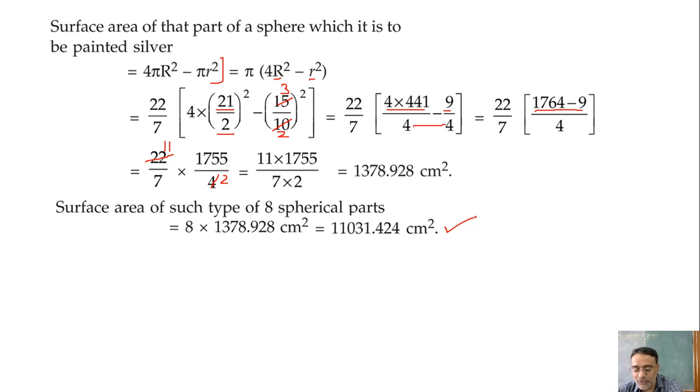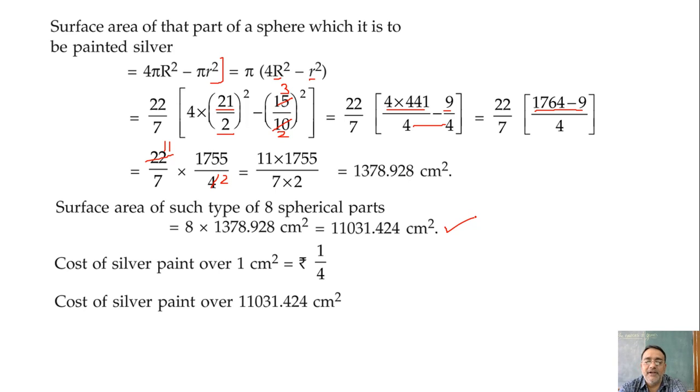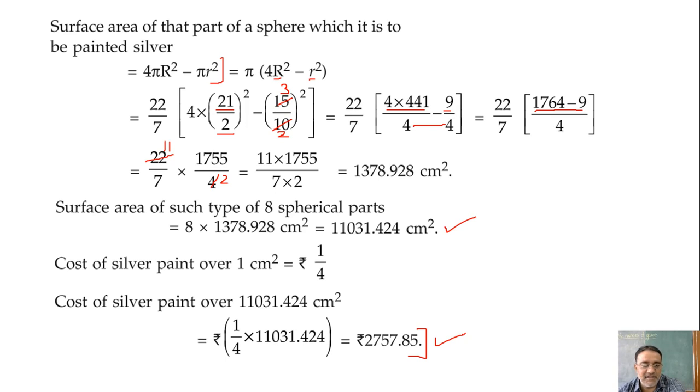That means 1 by 4 rupee. So total cost will be equals to 1 by 4 into this one. So if you divide it by 4, we'll get approximately 2,757.85 rupees. So this is the cost for silver paint. Now we have to find the cost of black paint. So black paint तो बहुत easy है. Only curved surface area we have to find.